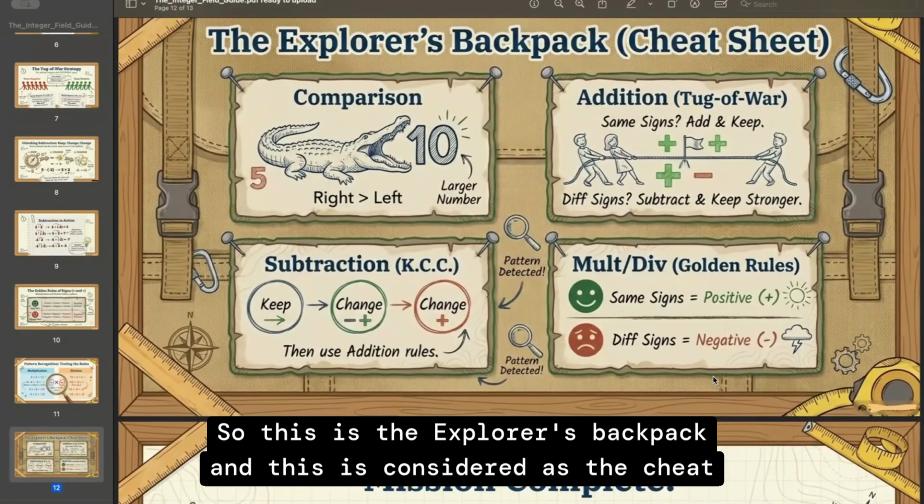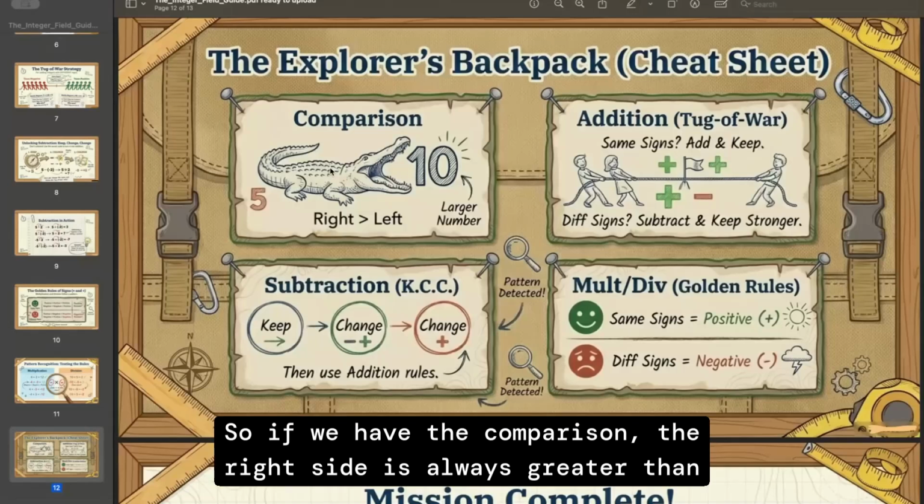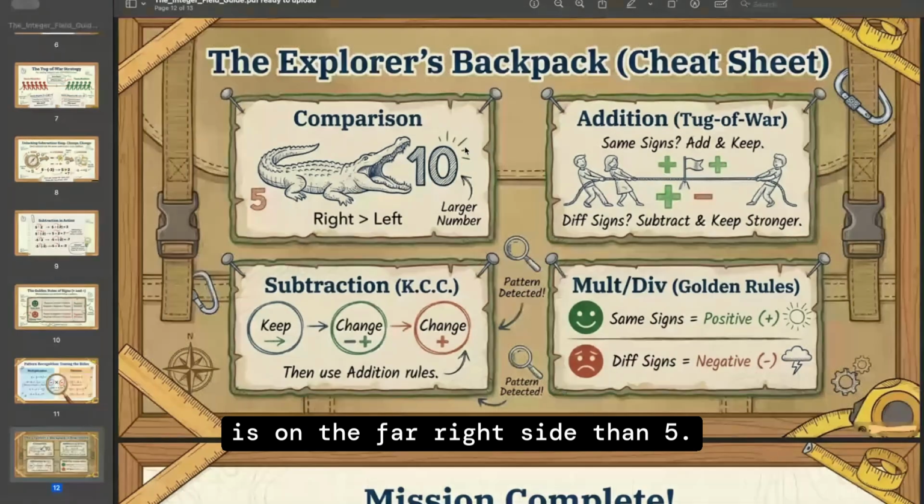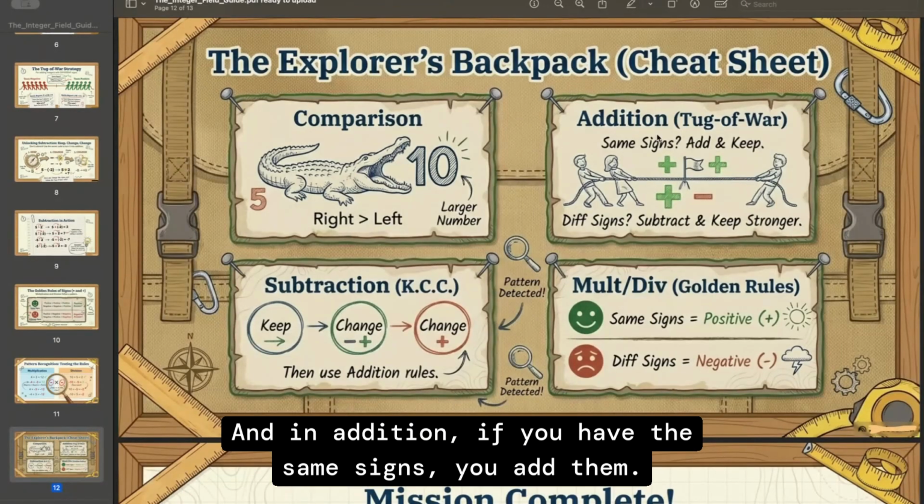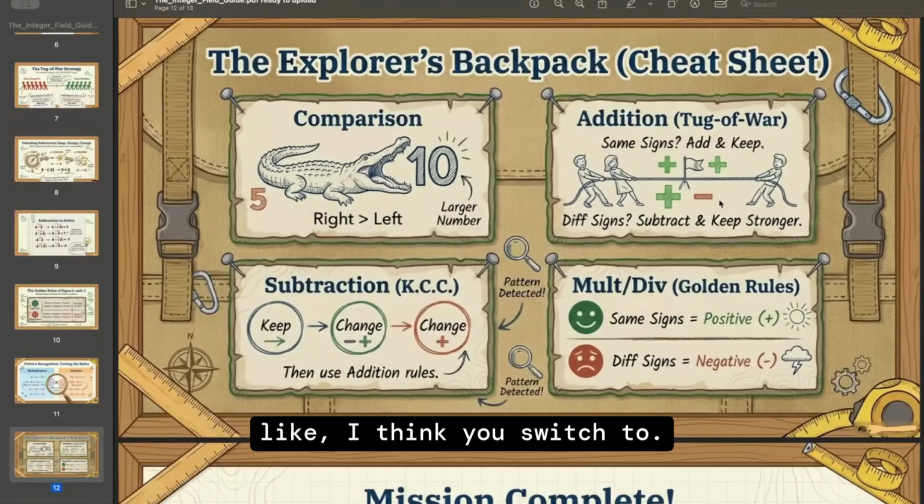So this is the Explorer's backpack, and this is considered as the cheat sheet. So if we have the comparison, the right side is always greater than the left. So if we have 5 here and 10, 10 will be greater than 5 because 10 is farther to the right than 5. And in addition, if you have the same signs, you add them. And if you have different signs, then you subtract.